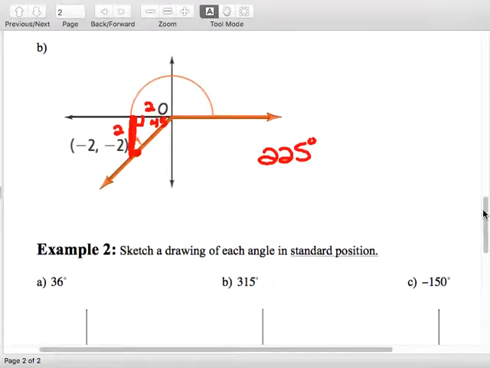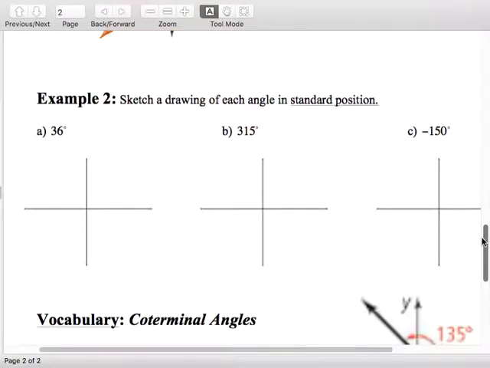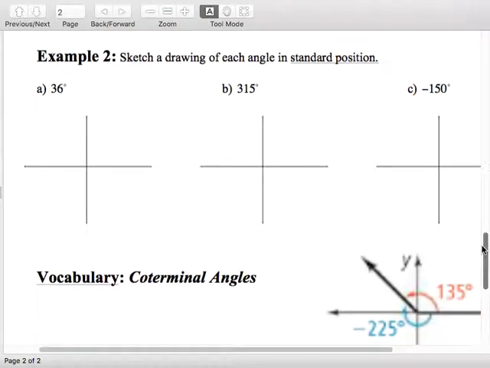All right, let's look at example 2. Then we're going to pause and do marker boards before we finish this. Or you know what? Maybe we will finish it and then do marker boards. All right, example 2. Sketch a drawing of each angle in standard position. 36 degrees. It's positive. That means counterclockwise.